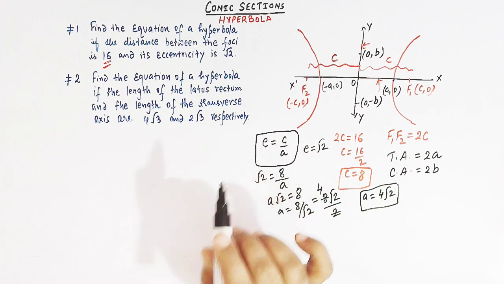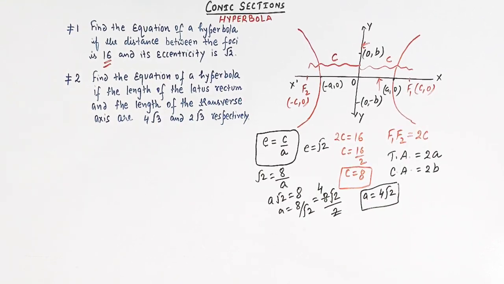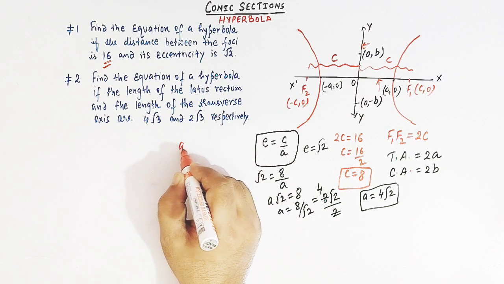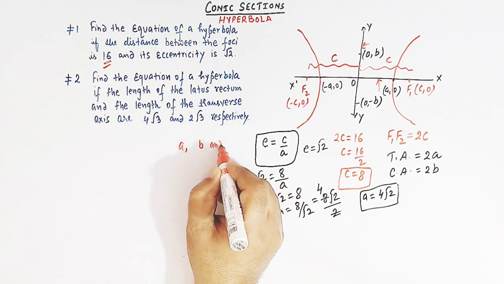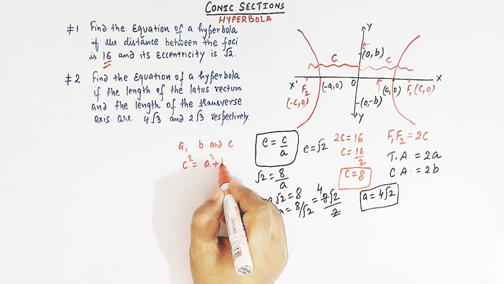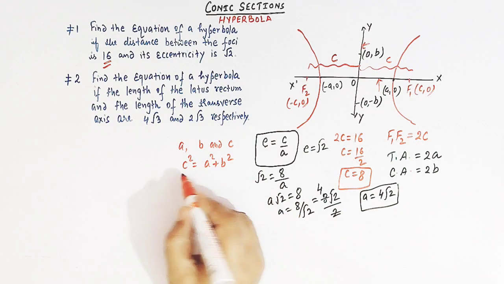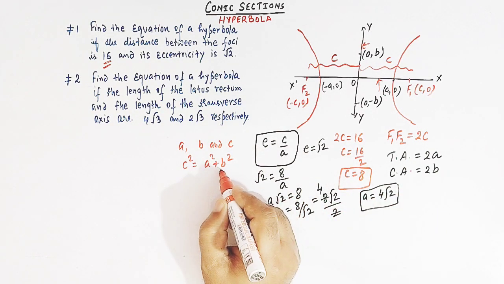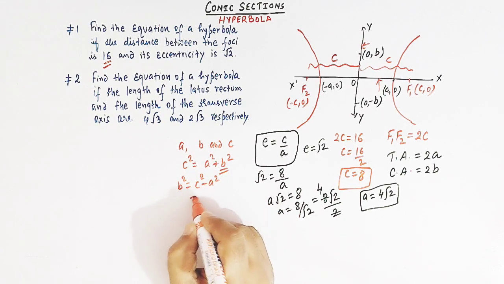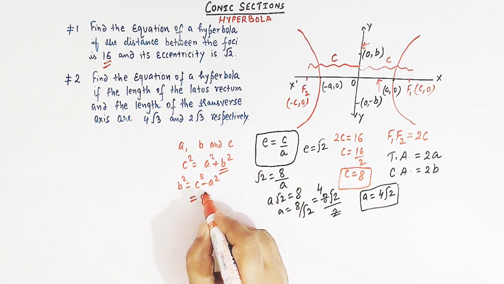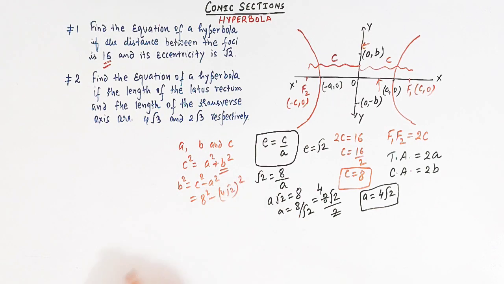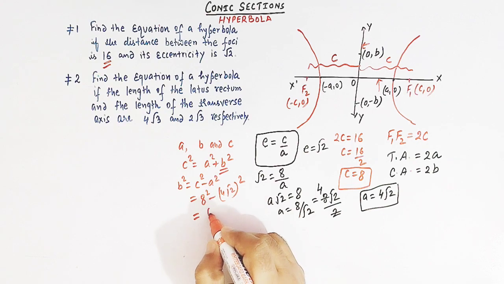Okay, so now we have to find the value of b, right? Now we know that in hyperbola, the relationship between a, b, and c is given by c square is equal to a square plus b square, right? And now we wish to obtain the value of b. So b square is equal to c square minus a square. So c square is 8 square and a square is 4 root 2 square, right? So now we have 64.